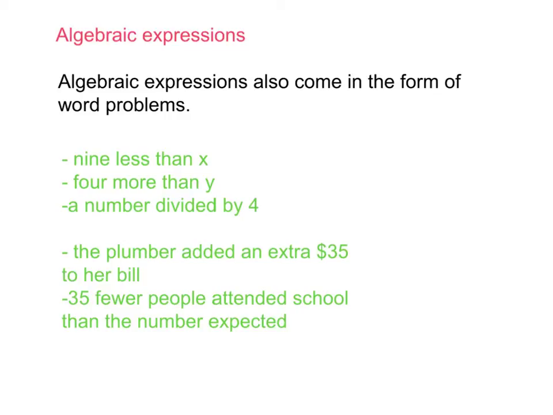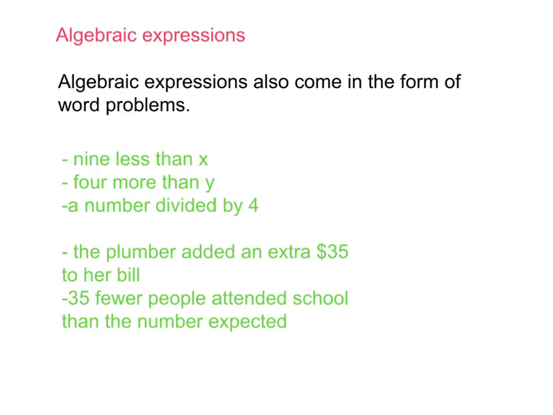Now, this one gets a little bit trickier. It says, the plumber added $35 to her bill. Again, we know added means addition, and we're adding 35. But we haven't been given a pronumeral, though it says her bill. So I might use B to represent the bill. So the plumber added $35 to her bill, I'd say B plus 35. That's a great way to represent it.